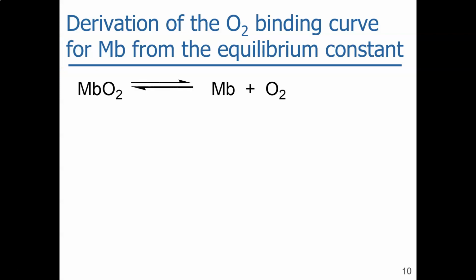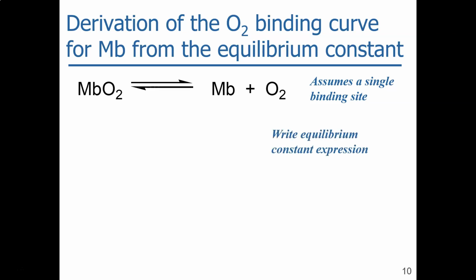Next, I'd like to derive the oxygen binding curve of myoglobin from the equilibrium constant. So here we write the equation. This is myoglobin with oxygen bound, and then we write the dissociation. The oxygen here is shown dissociated. We're assuming here that we have a single binding site. If you were Max Perutz and you were the first person to determine the three-dimensional structure of myoglobin, you wouldn't necessarily know that. But you can derive this equation assuming we have a single oxygen binding site.